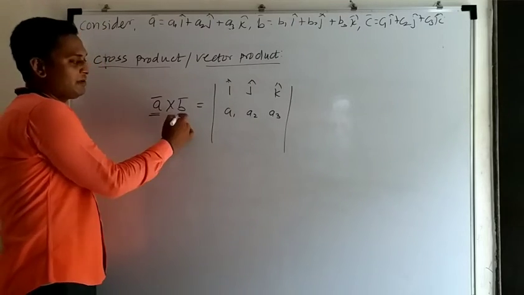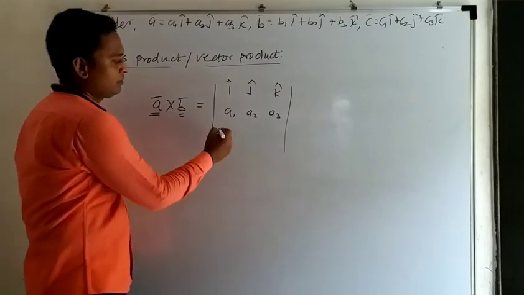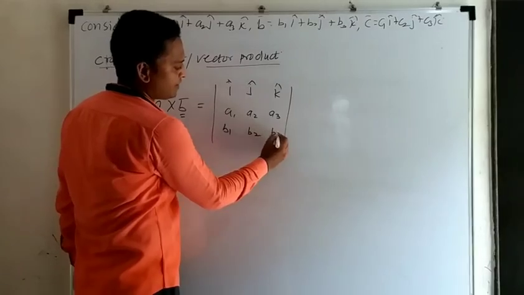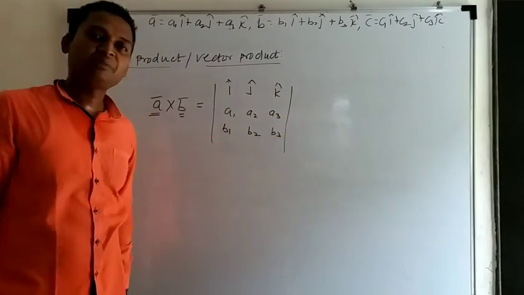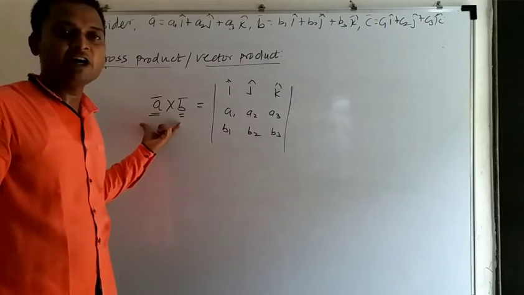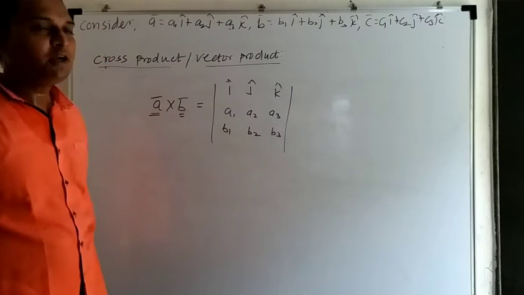The same thing we have to repeat for the second vector B bar. So it will be b1, b2, b3. And once we calculate this determinant, whatever value of this determinant we get will be our required cross product of A bar and B bar.